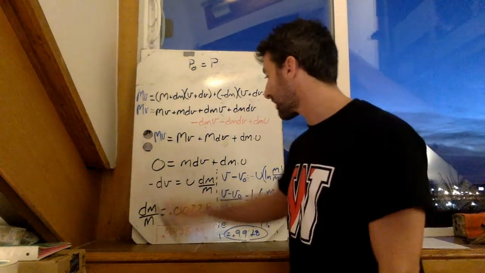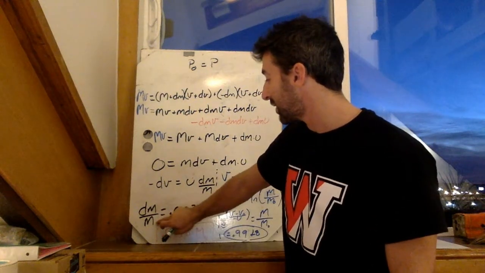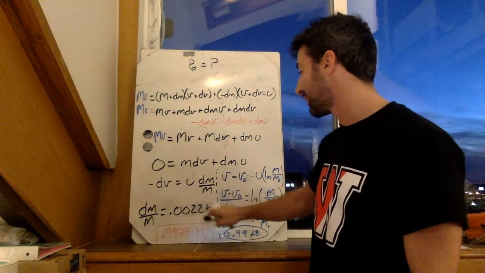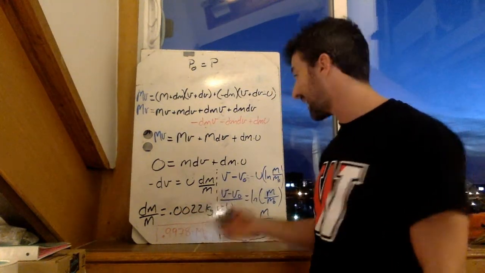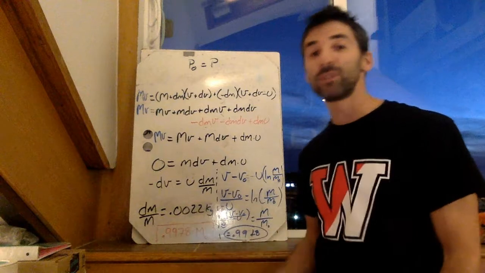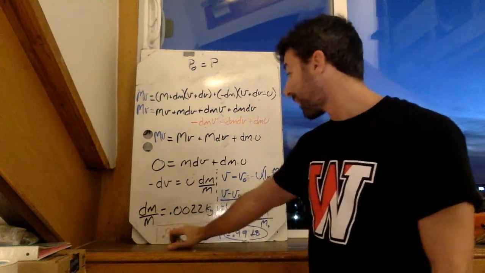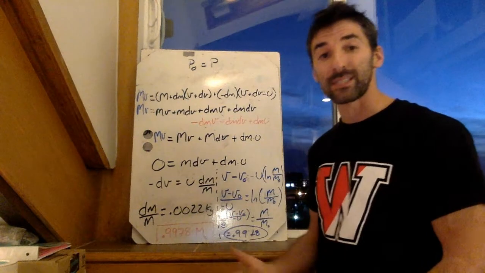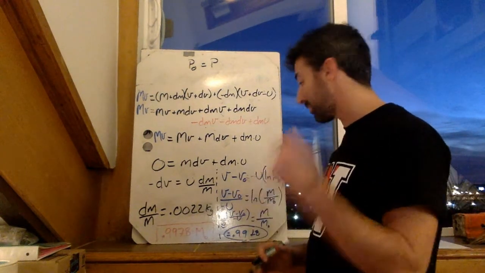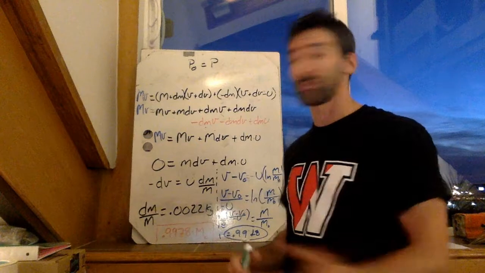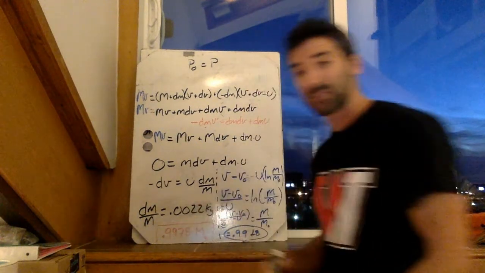So this tells me, with everything that I know, dm over m is 0.022 kilograms, which is, again, either 0.22% of my initial weight, or I'm left with 0.9978, 0.9978 times that initial mass. That's the fraction of my mass left over.